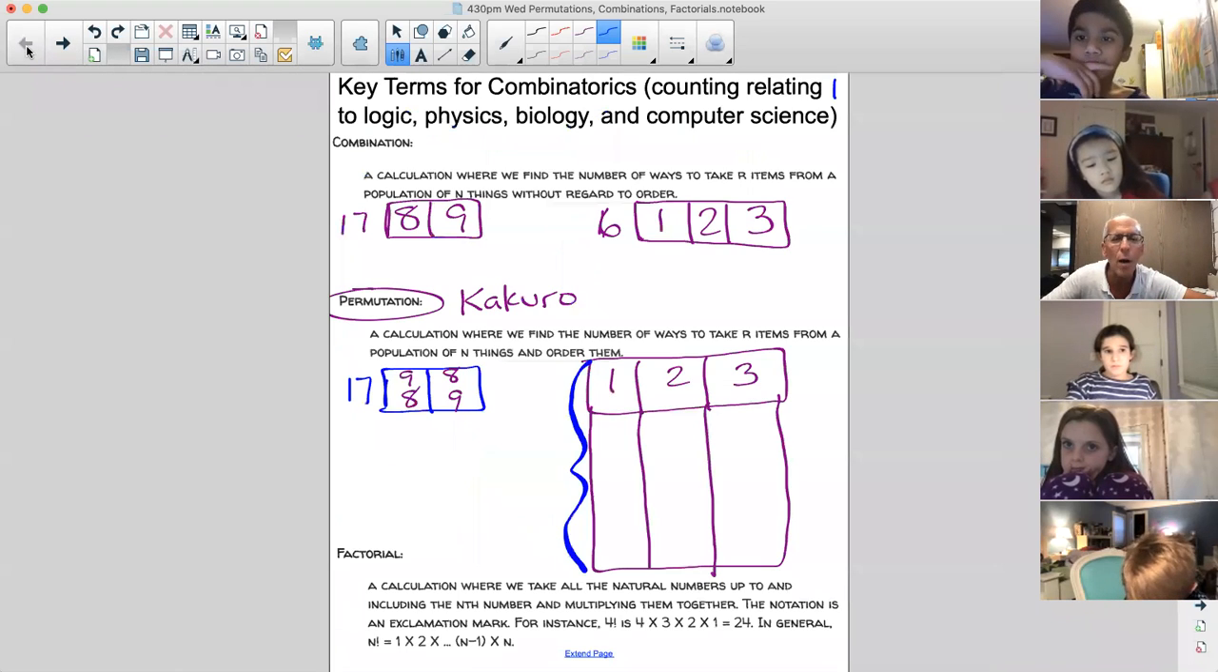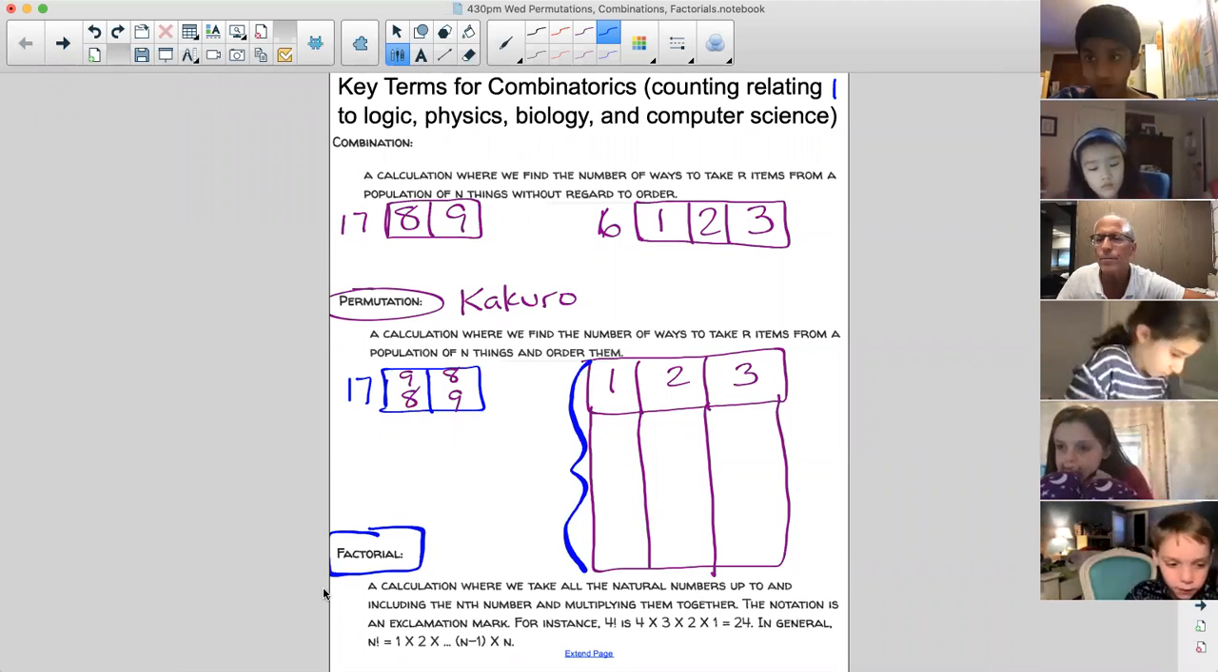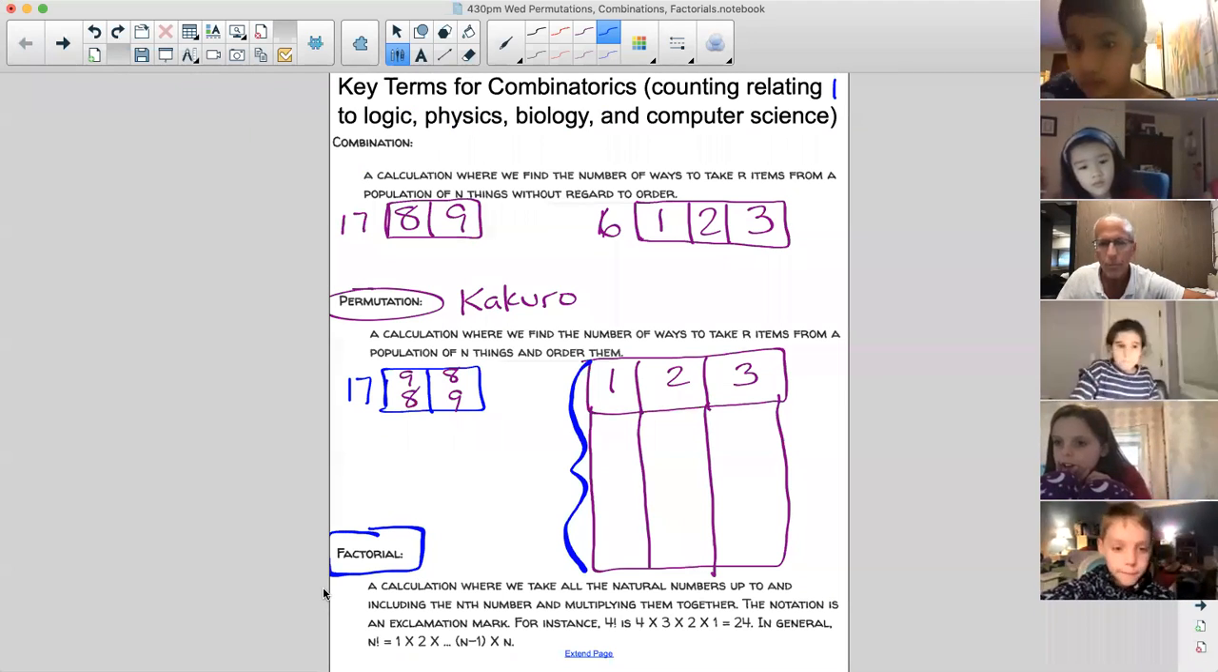I want to talk about one more word. The word is factorial. Can anybody say the word factorial? Factorial.